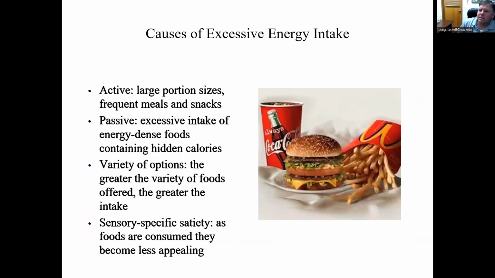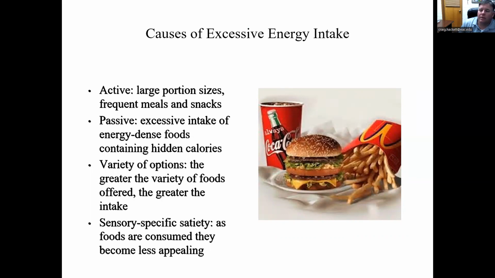Okay, some causes of excess energy, certainly active causes, are large portion size and frequently eating meals. Passively, we tend to eat caloric-rich foods like sodas and things like that. Sometimes we don't have a lot of options as to what we can eat, or we don't have a lot of time to make food, so we end up doing things that are prepackaged or fast food. And of course, those have more of a caloric punch than we probably necessarily need.